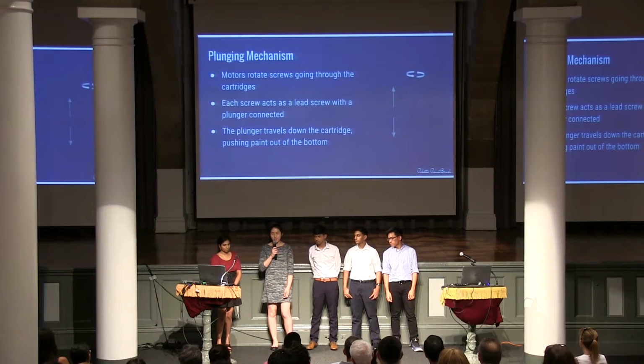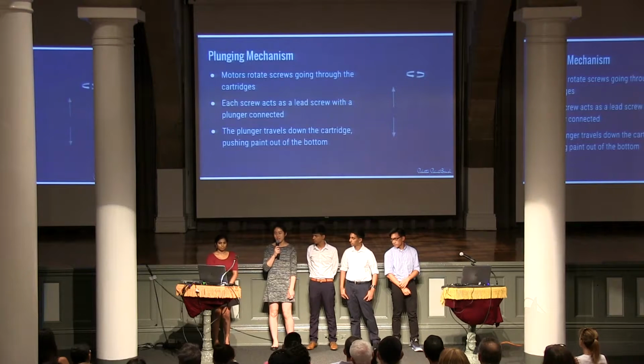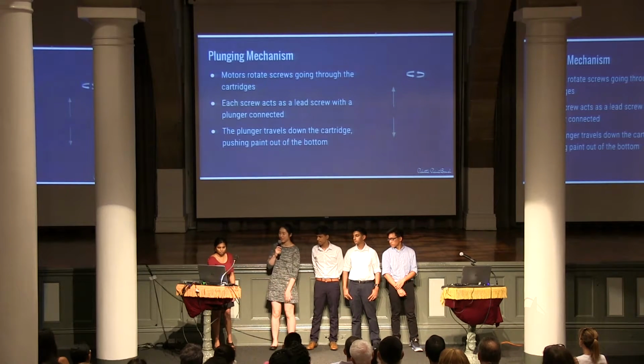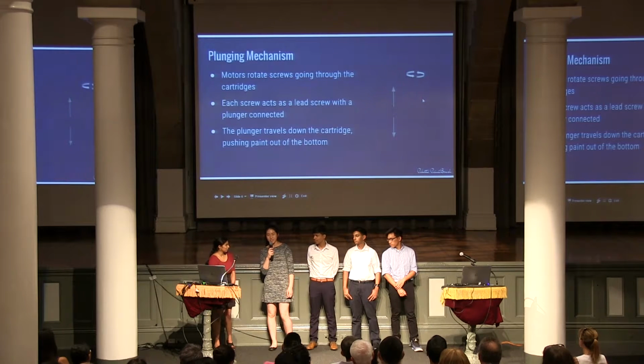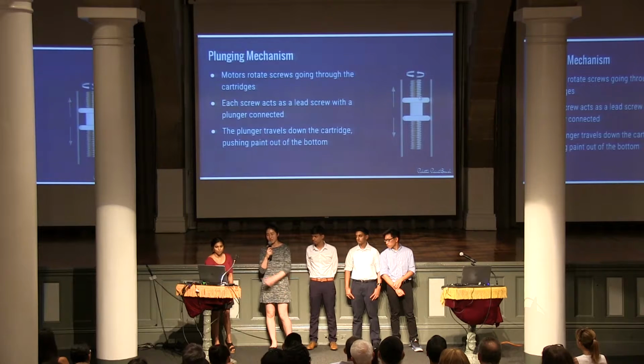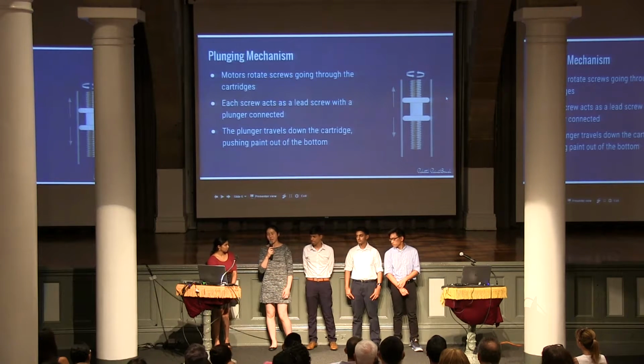To go into further detail about the paint dispensing system, the motors will rotate a screw, which should have been here, but it's not here. But anyways, the screw acts as a lead screw, and the plunger, which will be on the screw, moves up and down and pushes out the paint.